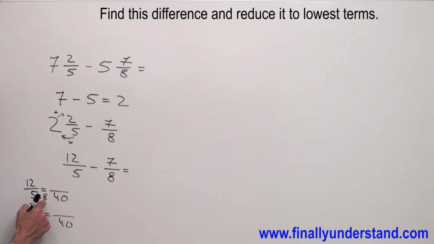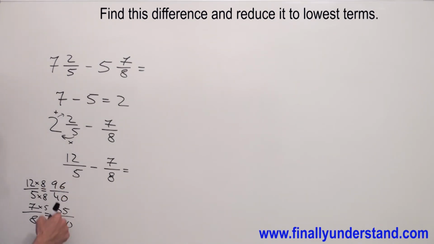Whatever I did in the denominator, I have to do also in the numerator. 12 times 8 is 96. By what number do I have to multiply 8 to get 40? I have to multiply by 5. Whatever I did in the denominator, I have to do also in the numerator, times 5. 7 times 5 is 35.